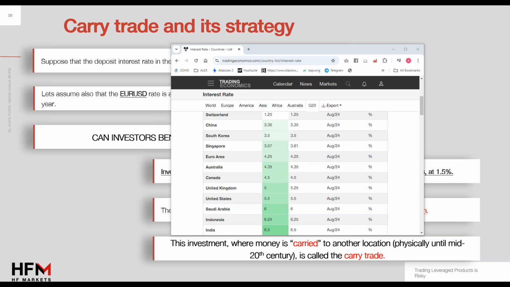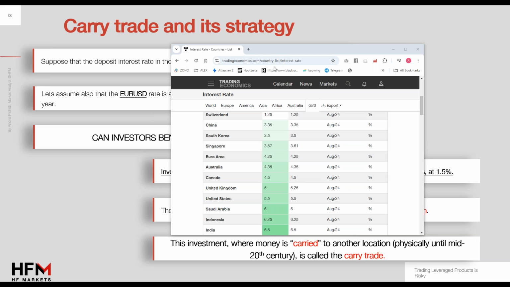Okay. So basically, what you need to understand about carry trade is that it's literally the strategy, the investment that a lot of people follow, especially the big investors, which is associated with this gap, this difference between the interest rates offered, the deposit interest rates to be specific, from one country to the other, from one major bank to the other.